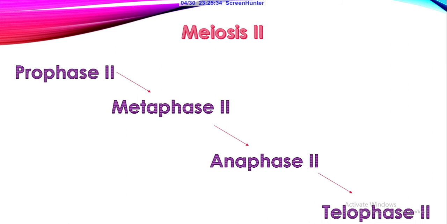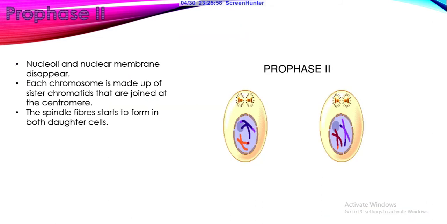So let's move on to meiosis 2. In meiosis 2, we have prophase 2, metaphase 2, anaphase 2, and also telophase 2. So what is the aim of meiosis 2? We want to produce 4 haploid daughter cells. For meiosis 1, we want to produce 2 haploid cells. But meiosis 2 is the continuation, which will form 4 haploid daughter cells at the end.